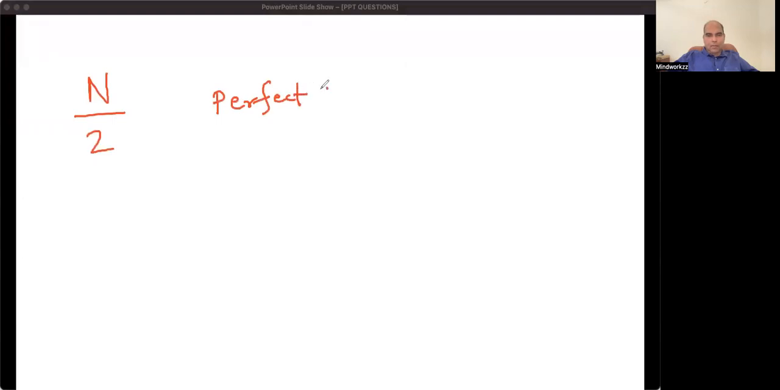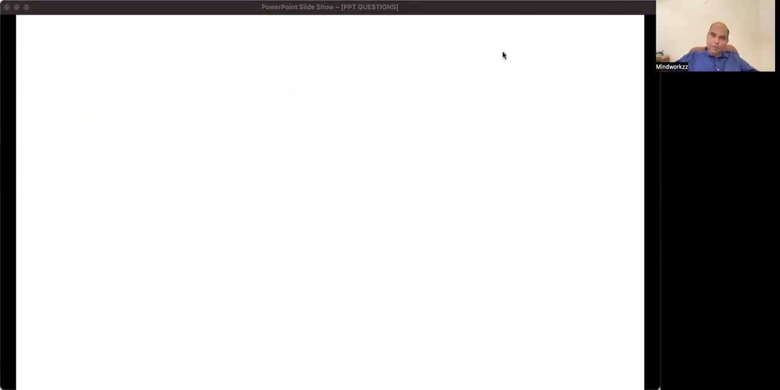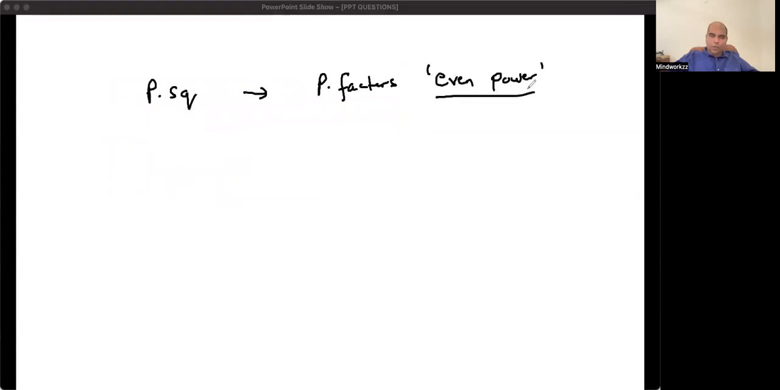it basically means that in the prime factors of n, the prime number 2 has to have an odd power. The logic is that for a number to be a perfect square, all its prime factors should have even power. This is the basic logic of a perfect square. All the prime factors should have an even power.